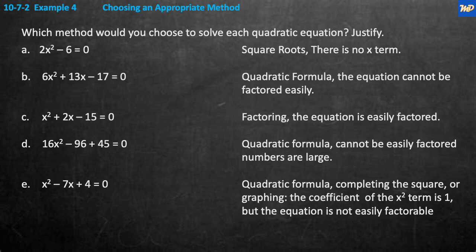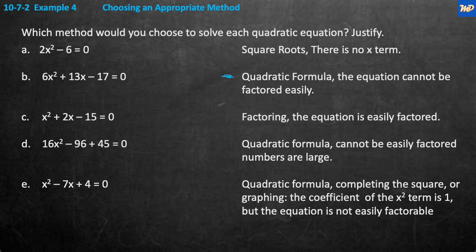How about 6x squared plus 13x minus 17 equals 0? Well, that's pretty complex. You've got a 6 in there, and if we tried to divide by the 6, it would be 13 over 6 and 17 over 6. It gets odd numbers. You're better off using the quadratic formula. It says right here, the quadratic formula. The equation cannot be factored very easily, that's for sure.